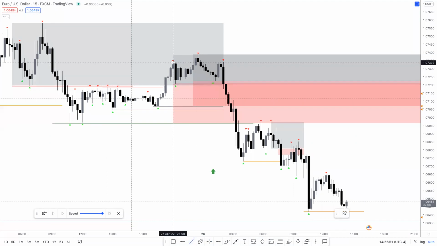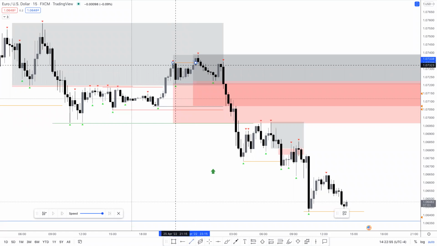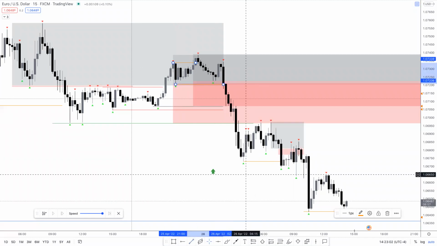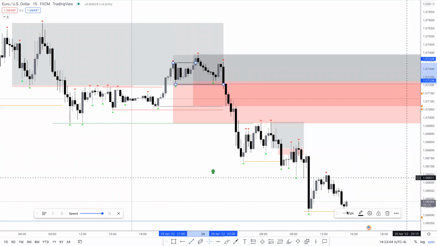Let me just go ahead and finish marking this up with the 15-minute. This is still a high of the day, right? So I'm not going to mark that like I normally would with the 15-minute structure. Then here's this break down here.